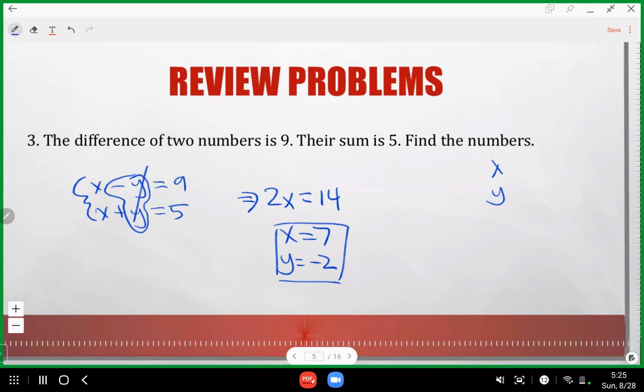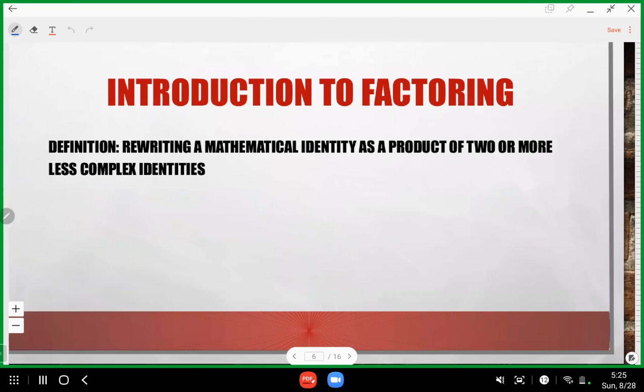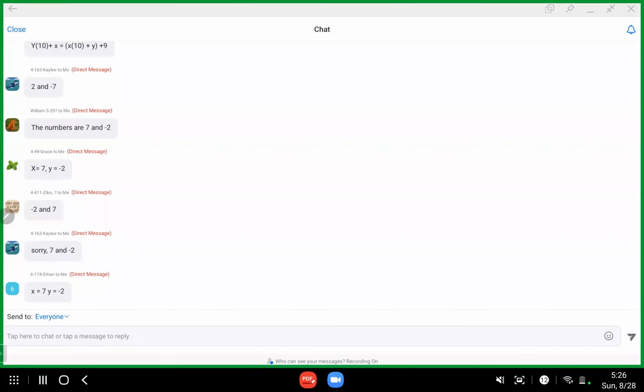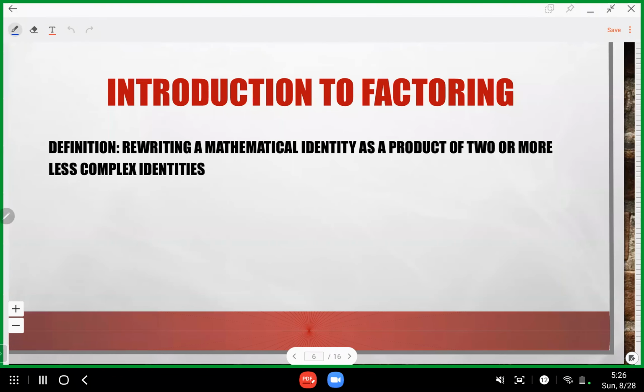All right, very good. So let's go over some of the new material. So today we're going to be learning factoring. So what is factoring? Factoring is rewriting a mathematical identity as a product of two or more less complex identities.